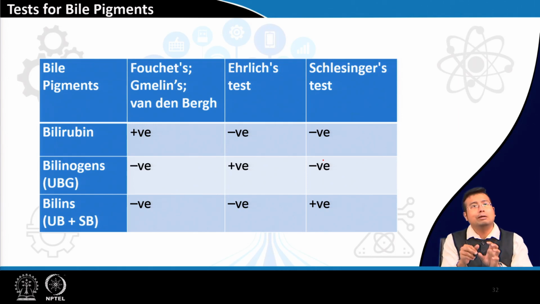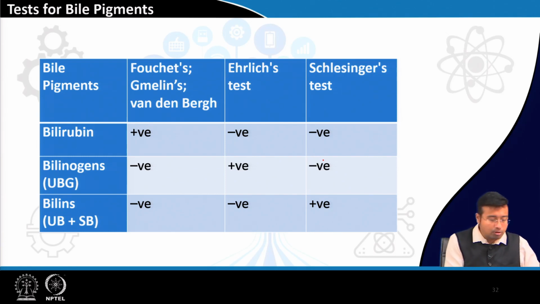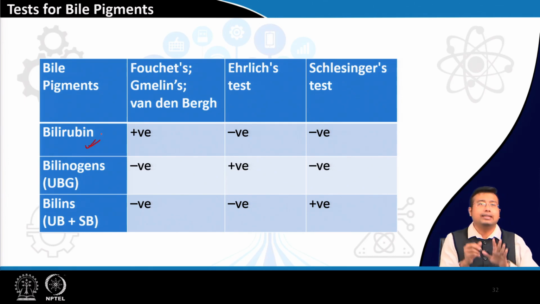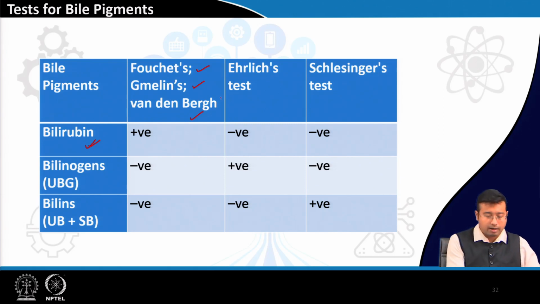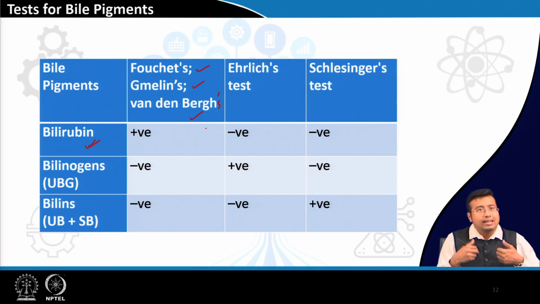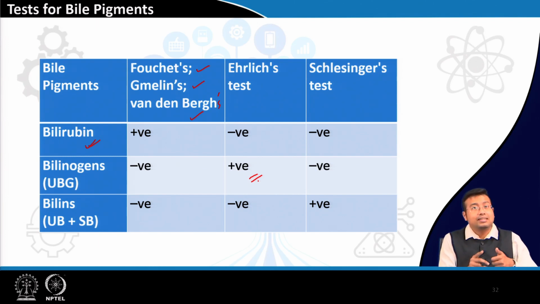Now, we are discussing tests for bile pigments. Specifically you need to remember the names of the tests that we use in order to detect each of these components of bilirubin metabolism. If we need to test bilirubin, it can be tested by Fouchet's test, Gmelin's test, Van den Bergh's test, okay. Urobilinogen is detected by Ehrlich's test, the same Ehrlich's aldehyde test that we discussed in our class on porphyria, that was detecting urobilinogen and porphobilinogen, right. The same test is used over here, that is it is mixed with aldehyde reagent to give a pink color.